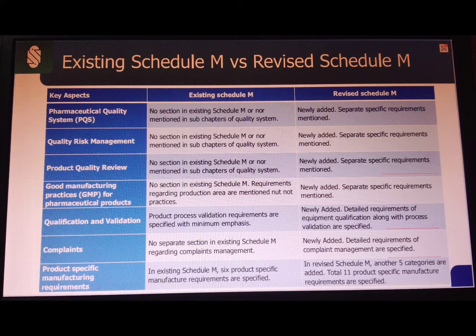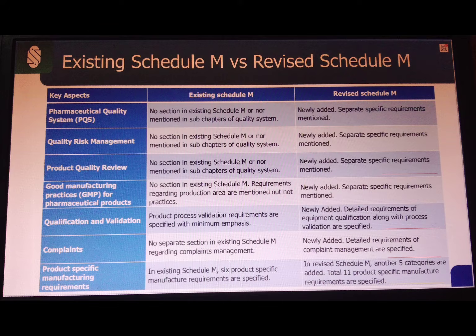Product categories. In the existing Schedule M, 6 product specific manufacturing requirements are specified. On the other hand, in the revised Schedule M, another 5 categories are added. Total 11 product specific manufacturing requirements are specified.